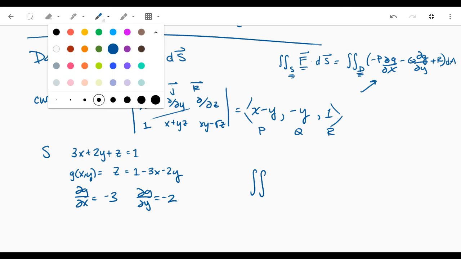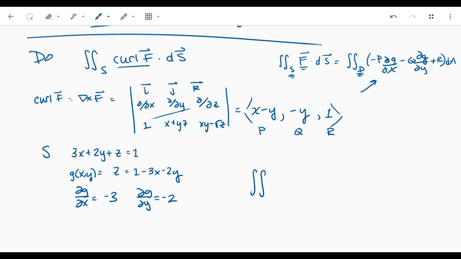Okay, so we're going to have 3 times x minus y minus q, so plus 2. Oh, and we got 3 negatives, so it's negative. Gotta be careful with any shortcuts that I'm taking. So it would be, that would still be negative. Okay, and then plus r, so plus 1 dA.